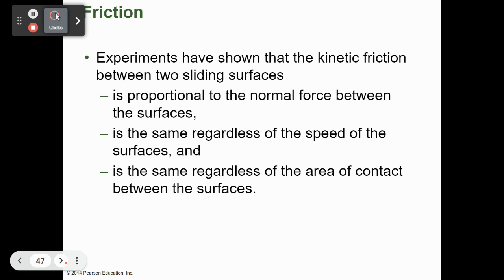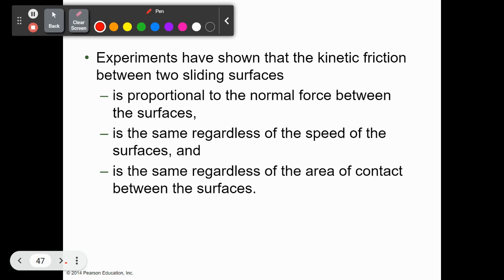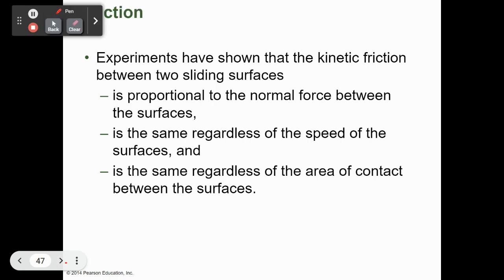All right. Experiments have shown that for kinetic friction between two sliding surfaces, you need to make sure you write down these three things. We have two sliding surfaces, and these three things are going to be true. It's proportional to the normal force. It's the same regardless of the speed. And it's the same regardless of the area of contact. Those are three important things to remember about friction.